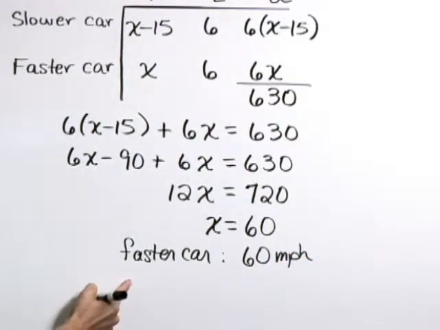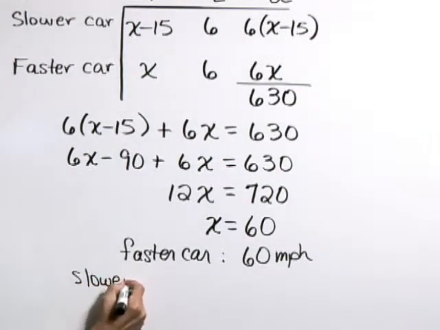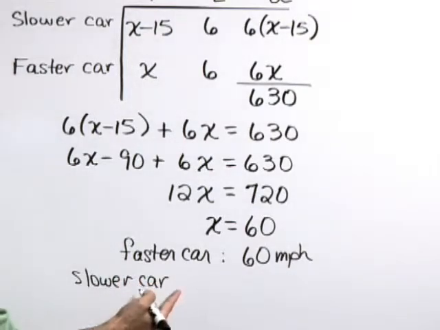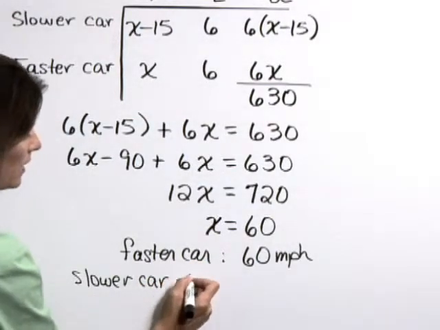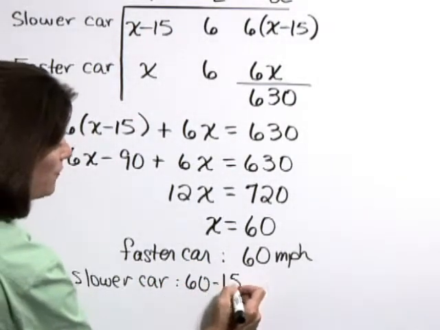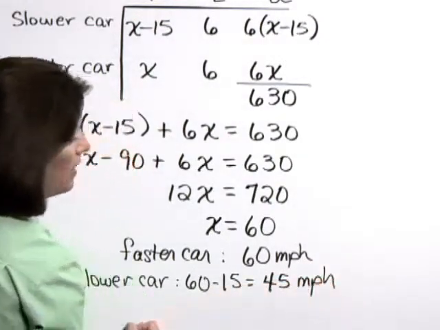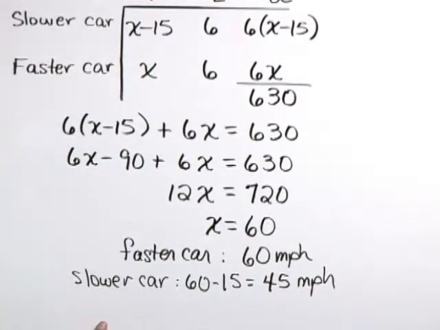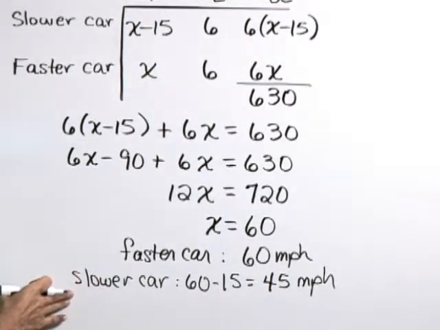We want to find the rate or speed of both cars. So let's find then the speed of the slower car. We're told that its rate is x minus 15, or 60 minus 15, that's 45 miles per hour. So we've solved the problem. The rate of the faster car is 60 miles per hour. The rate of the slower is 45 miles per hour.